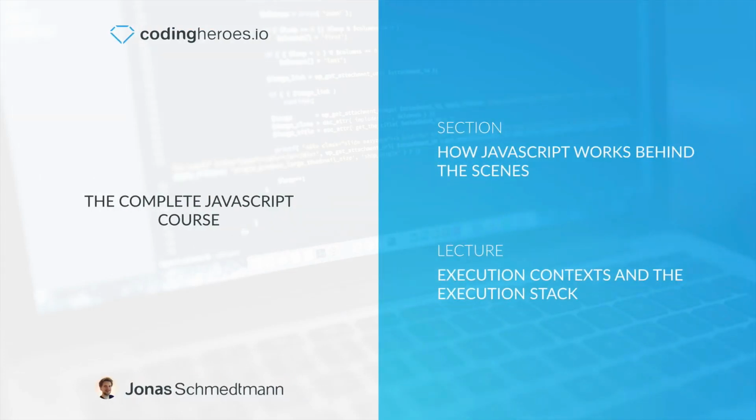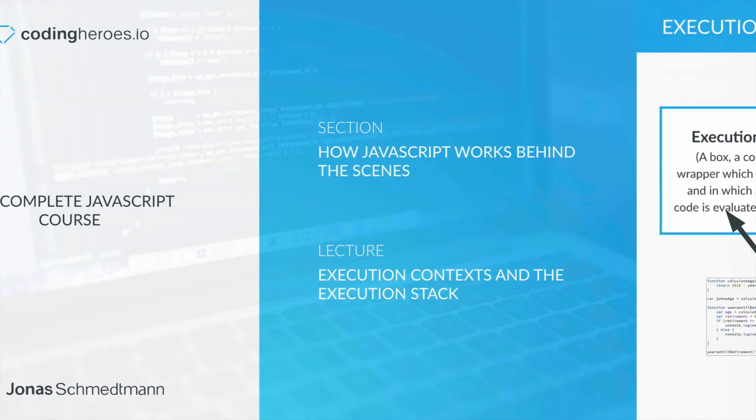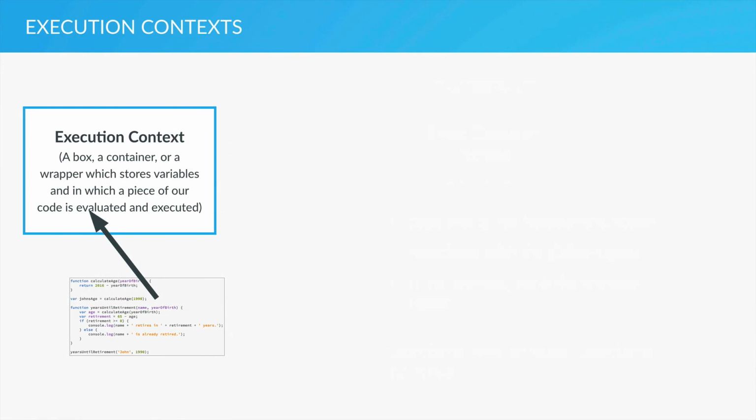The last lecture was a conceptual overview about what happens in the JavaScript engine once we run our code, how it's parsed and translated into machine code. Now let's focus on the order in which the code is run, and for that we need to talk about execution context. All JavaScript code needs to run in an environment, and these environments are called execution contexts.